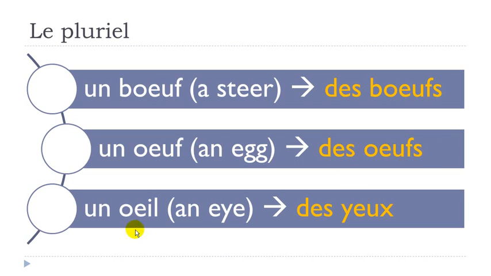And then the last one, this is probably the strangest one, un œil, des yeux. Don't pronounce the final x as usual. Yeux, des yeux.